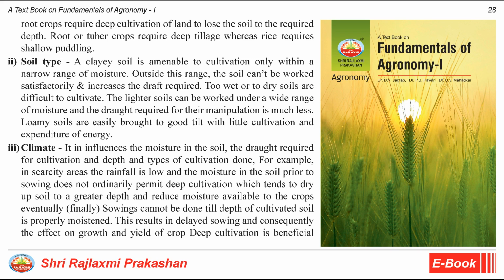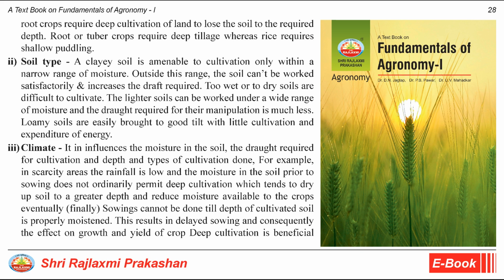Number 2. Soil type. A clay soil is amenable to cultivation only within a narrow range of moisture. Outside this range, the soil can't be worked satisfactorily and increases the draft required. Too wet or too dry soils are difficult to cultivate. The lighter soils can be worked under a wide range of moisture, and the draft required for their manipulation is much less. Loamy soils are easily brought to good tilth with little cultivation and expenditure of energy.